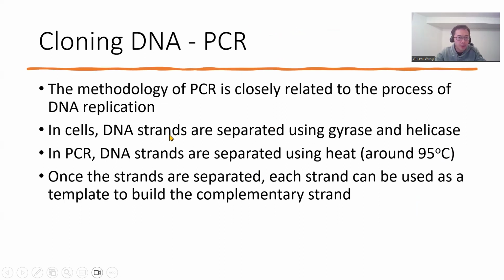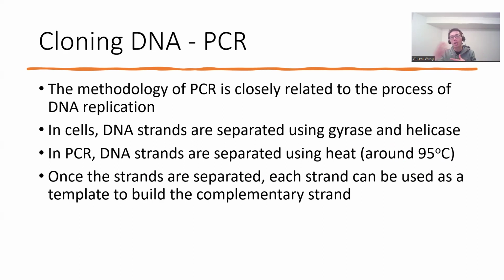So how does PCR work? Sure, there's a machine that does it for you, but you still need to put in the ingredients. How PCR works is based on our understanding of DNA replication. In lecture 6, we learned that DNA is separated by enzymes called helicase, and then there are enzymes called gyrase that relieve the tension. Instead of using these enzymes in PCR, we separate the DNA strands using heat, around 95 degrees. But the actual temperature might vary depending on your DNA sequence.